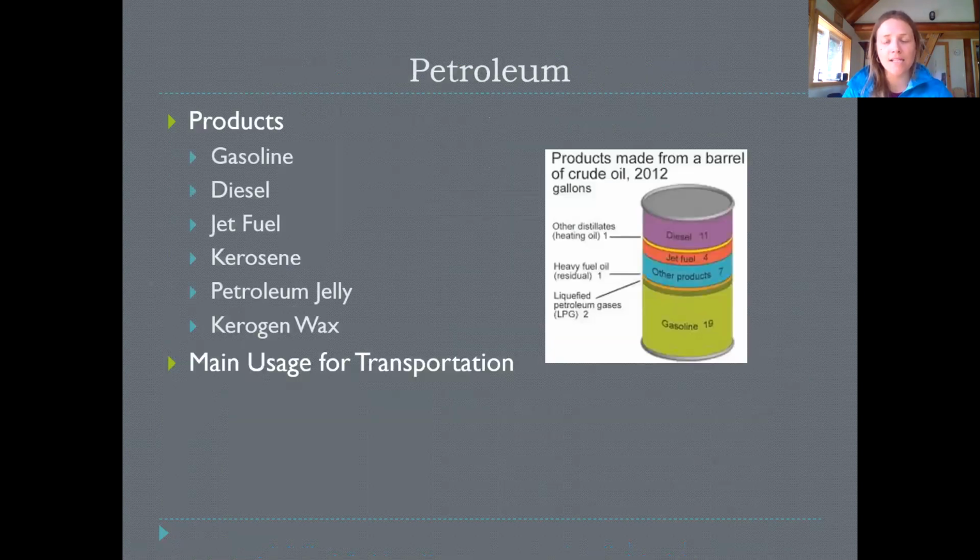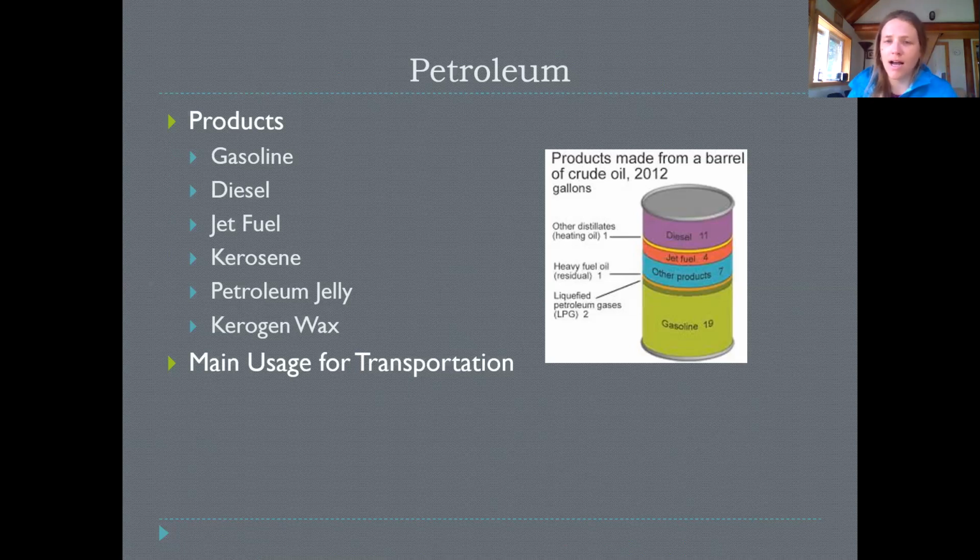Okay, so next fossil fuel is petroleum, which we also sometimes call oil. And then gasoline is the form of this that we're most familiar with. That's what we use when we go to the gas station. Then diesel fuel, maybe you have a truck that runs diesel, or something else that runs diesel. Jet fuel, kerosene, petroleum jelly, like Vaseline, kerosene wax. These are other things that are also petroleum products.